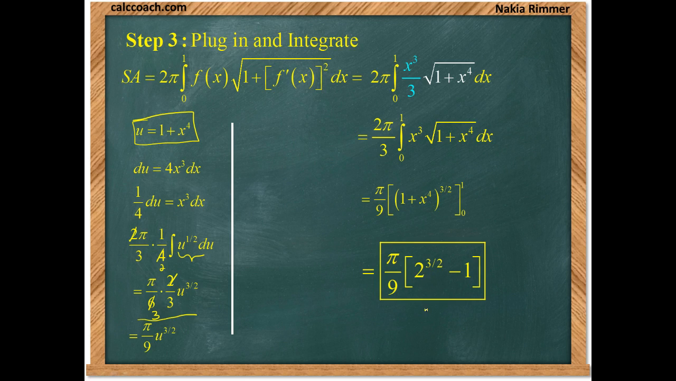There's no simplifying that. So the final answer to the surface area between 0 and 1 of this function is pi over 9 times the quantity of 2 to the 3/2 minus 1. You might see this 2 to the 3/2 written as 2 root 2. But that's the answer. Okay.